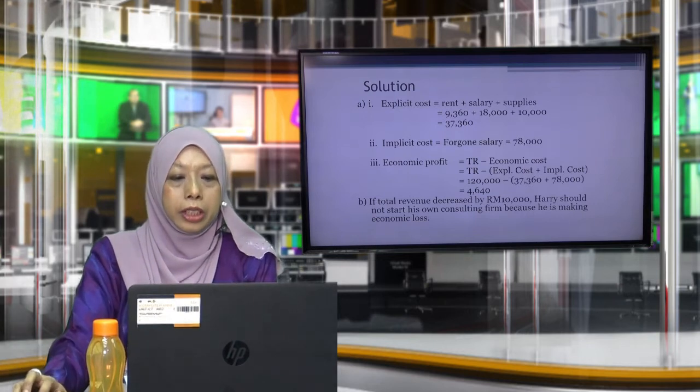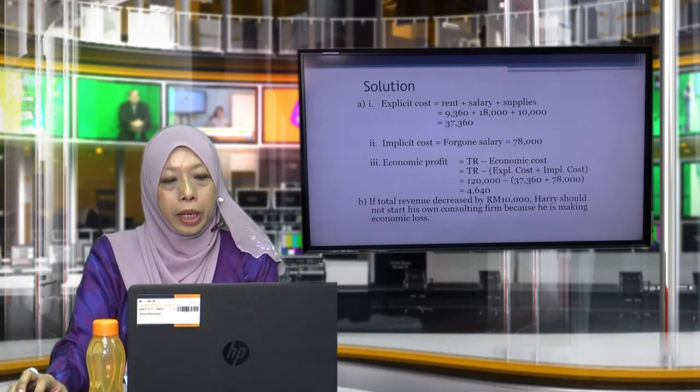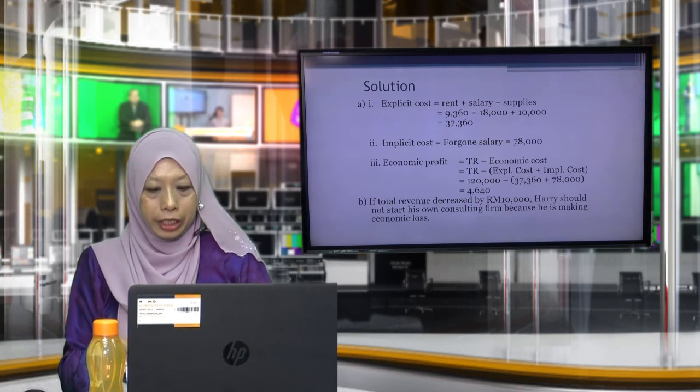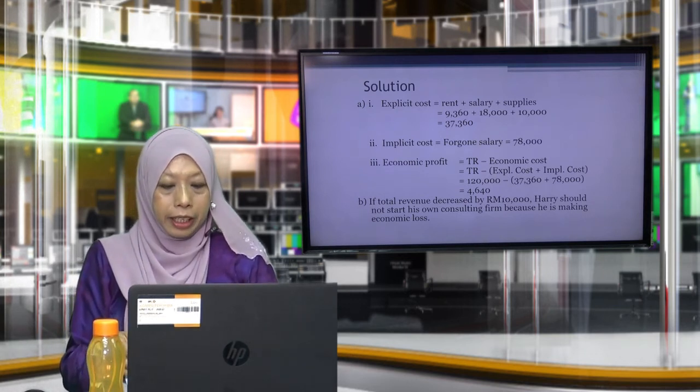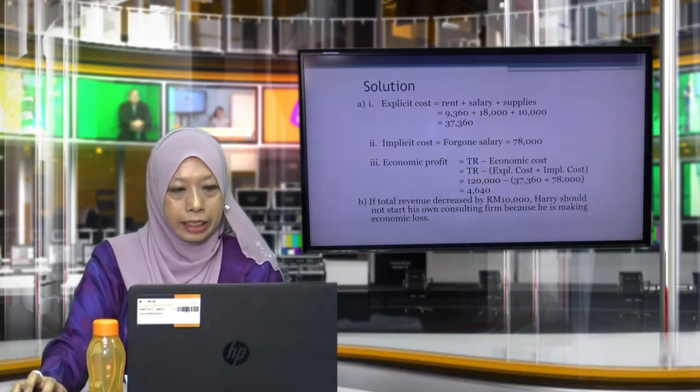Now, when total revenue decreased by 10,000, you can see that Harry shouldn't start his own consulting firm. Why is that the case? Because now he is making an economic loss. Notice that when your total revenue is 110,000, your economic profit will eventually become negative. So can you identify that the new economic profit is going to be a negative value? Let us calculate it again.